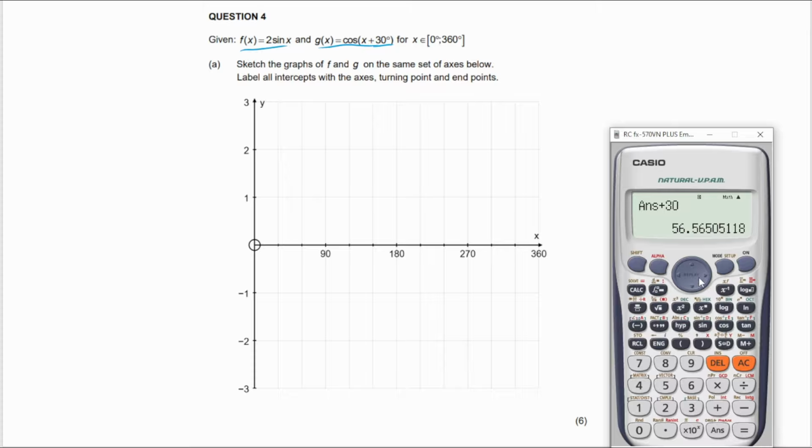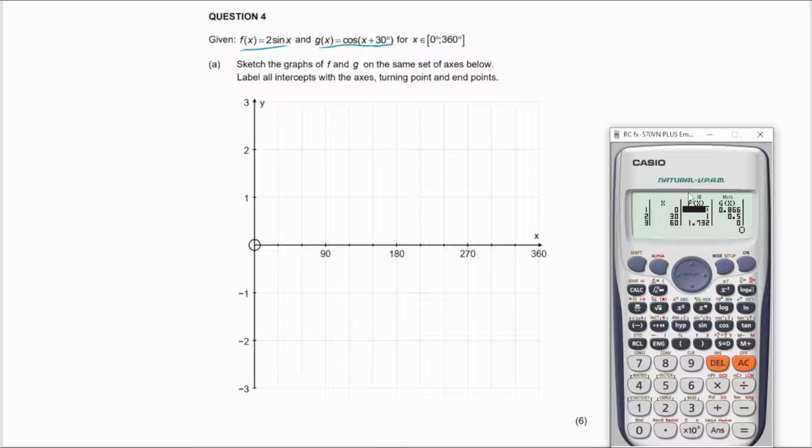We can just use table mode. So we go 7 for table mode. Here we can put 2 sine x. All right, and here we're going to be doing cos of x plus 30 over there, and we're going to start at 0, end at 360, and step. Let's not step in 90s, because you can see there's little sub marks over here, so this would be 30, 60, 90, 120, etc. Right? So let's step in 30s.